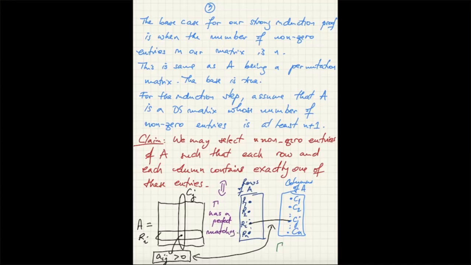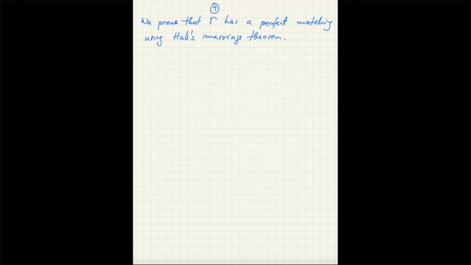And that's what we want to prove. If we want to prove the claim, it's equivalent to gamma having a perfect matching. And we will prove that gamma has a perfect matching using Hall's marriage theorem. So how do we do that? Well, okay, again, let me use different colors as before.